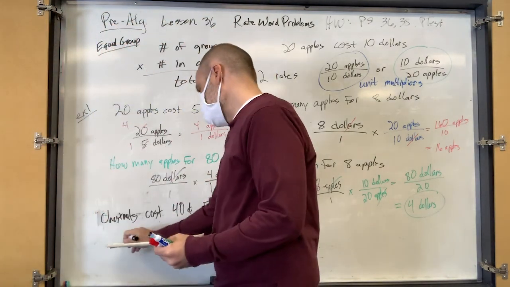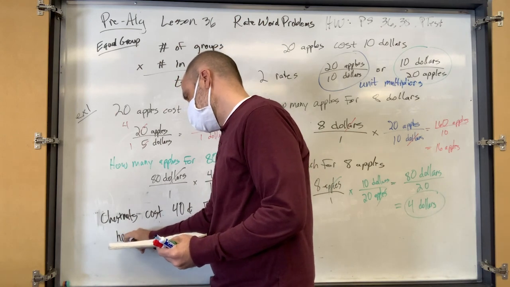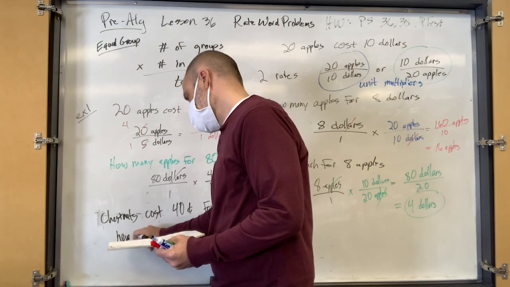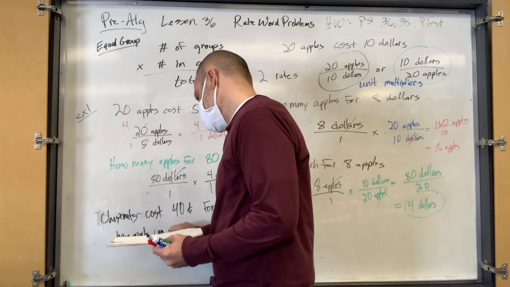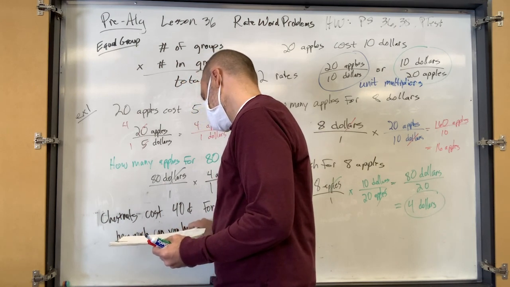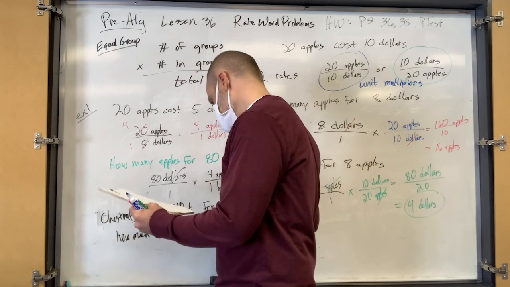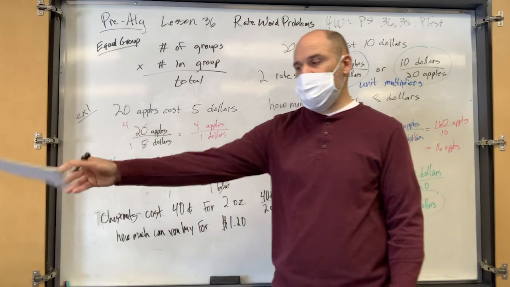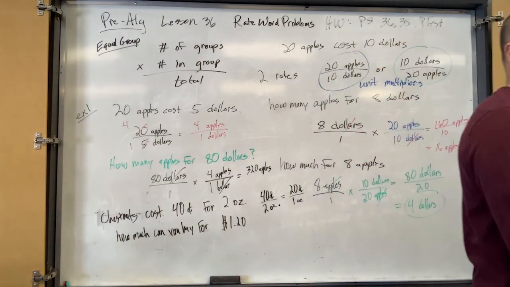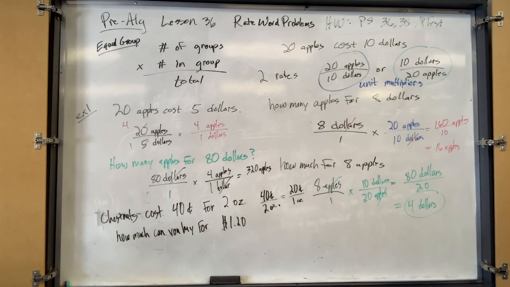How many chestnuts, how much can you buy for $1.20? How much can you buy for $1.20? Can anyone do that in their head? 6 ounces. 6 ounces, yeah. Okay, let's see if you're right.